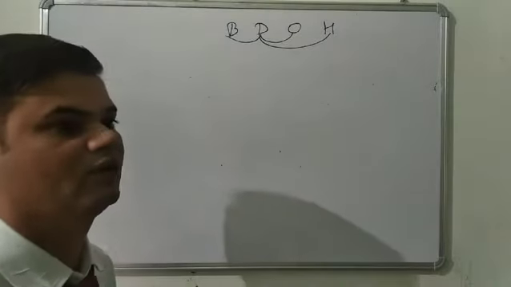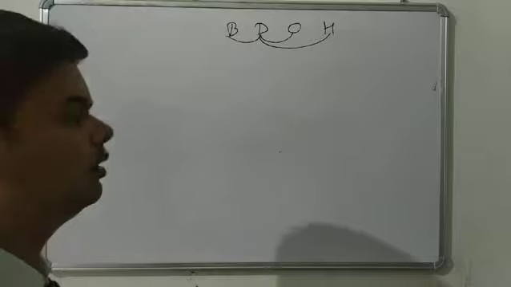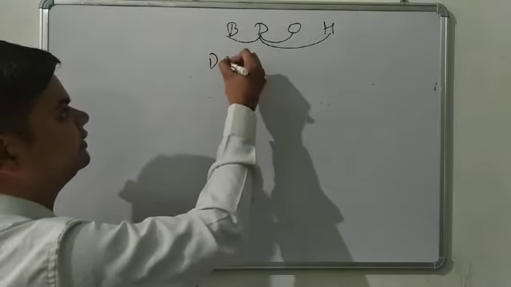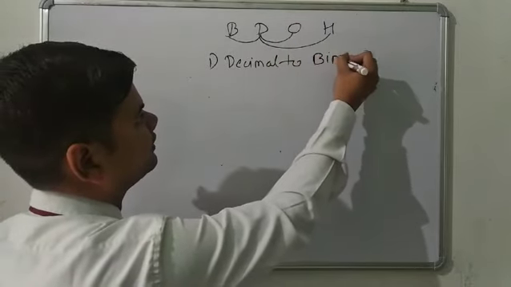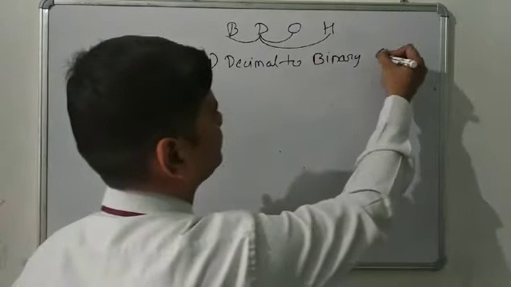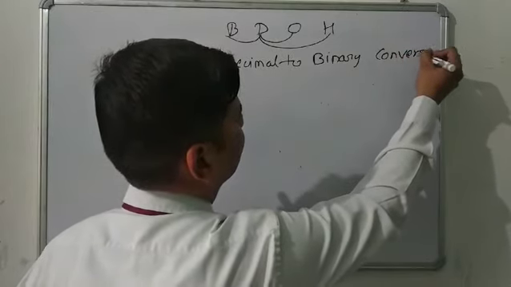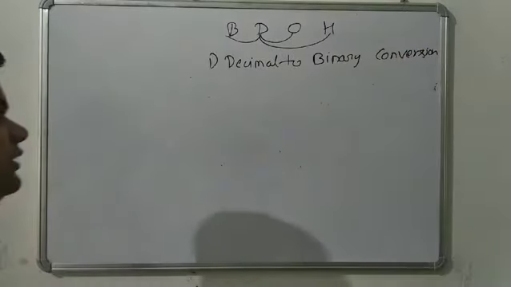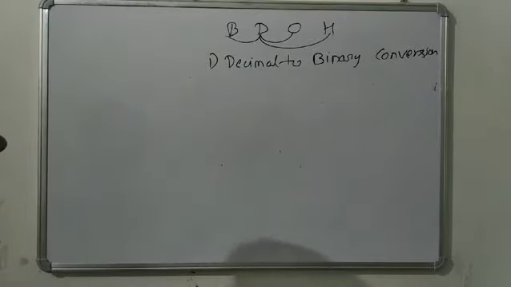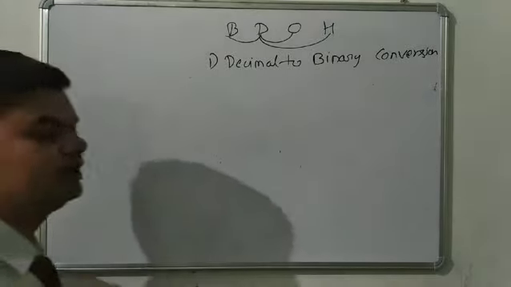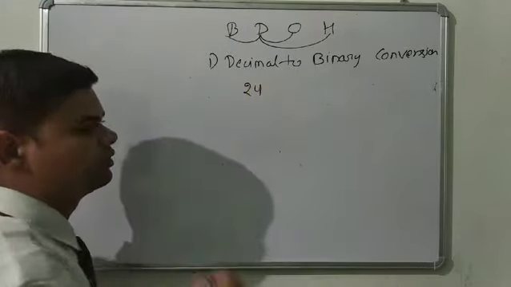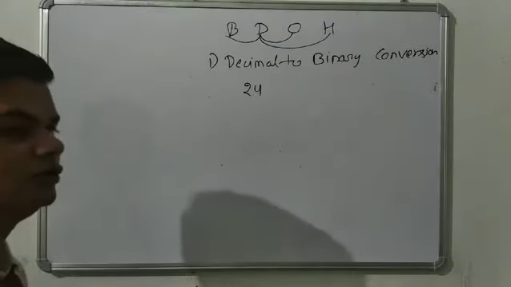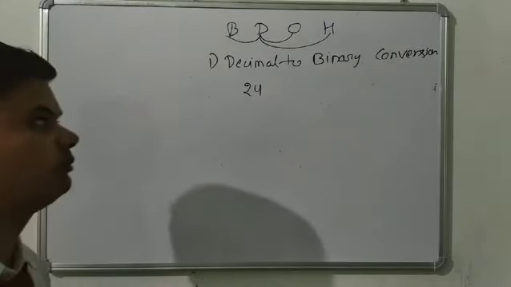Okay. So in the first example, we discuss the first type of number conversion, that is decimal to binary conversion. We are taking a simple example, the number 24. Now we have to convert 24 into binary form, and for that purpose we are using the division method.